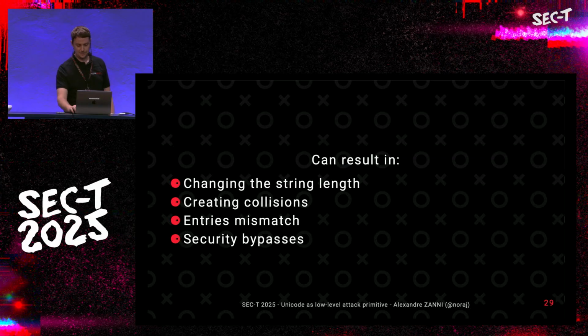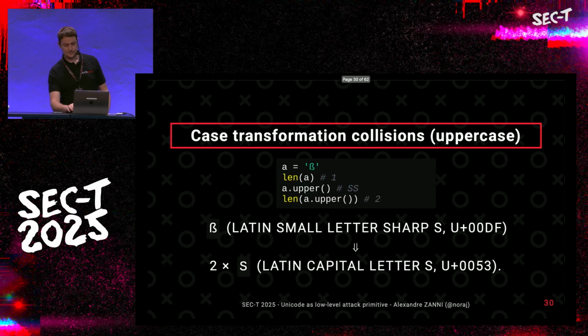I will give some examples right after this slide. But it can lead to changing the string length and creating collisions. We will show some attacks based on that later, such as entry mismatch and all kinds of security bypass. A well-known case of uppercase collision is with this, I think, German character that looks a bit like a B. When you uppercase it, it will transform into two uppercase S. So in input, we have only one character, and on the output, we have two of them.